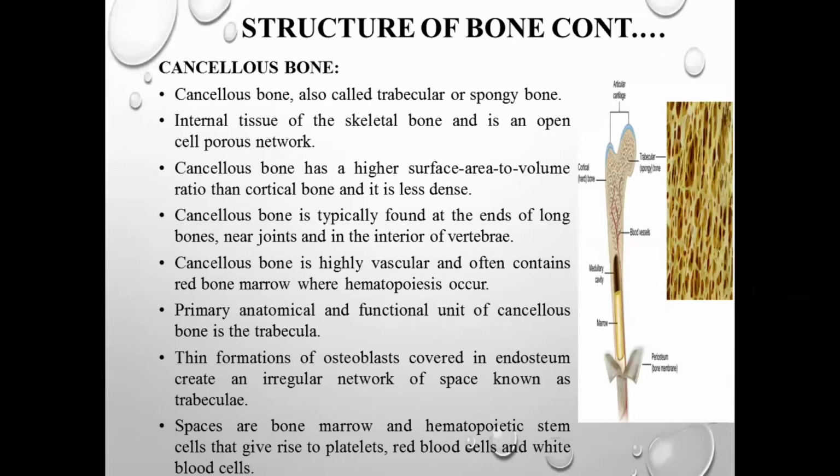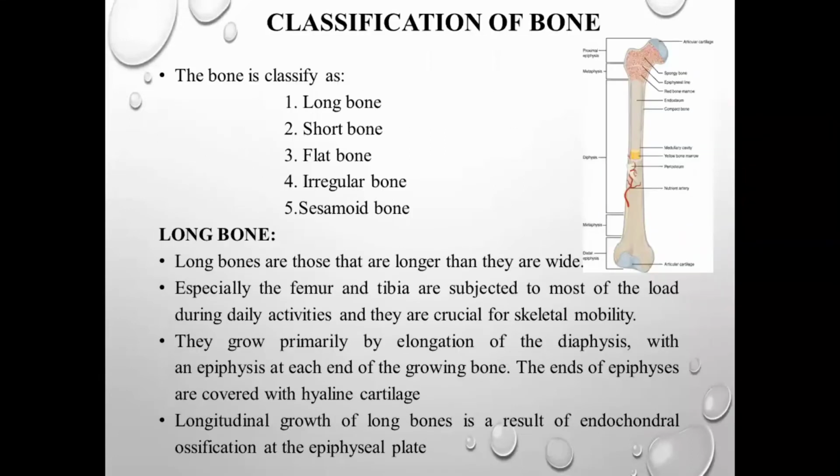Okay. Next, we're going to see the classification of bone. Our bones are classified into 5 different types. The first one is the long bone. The next one is the short bone. The third one is the flat bone. The fourth one is the irregular bone.